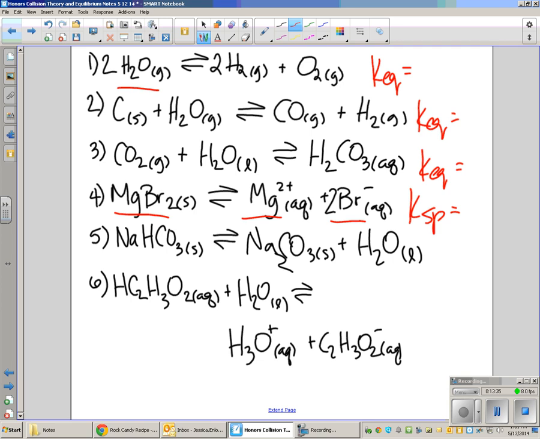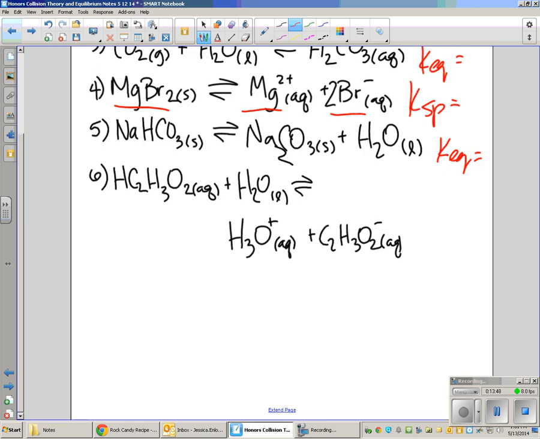The next one we see is decomposition again. It doesn't have a special name for equilibrium, we just call it KEQ. What do you see that's different about number 6? We talked about this last unit. It's an acid, acetic acid, right?